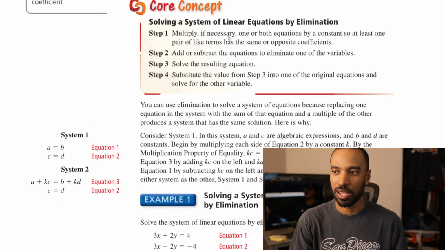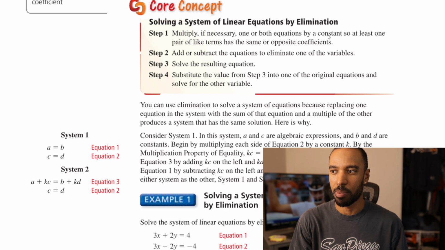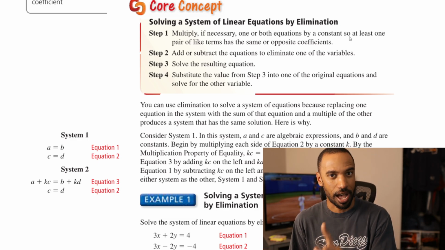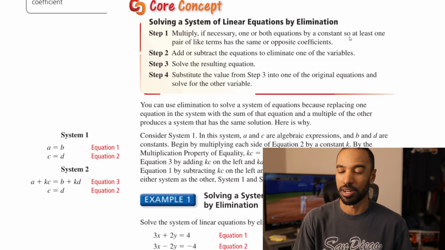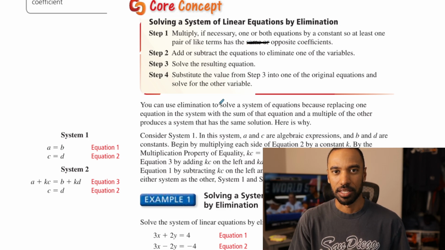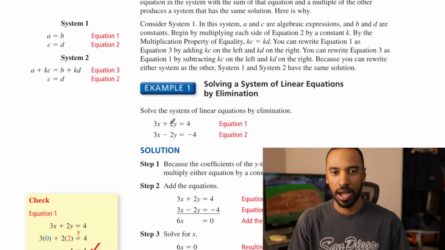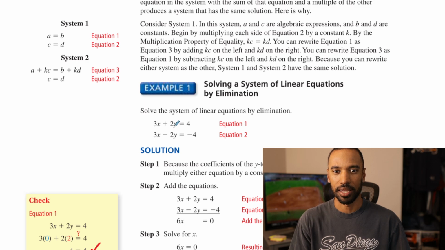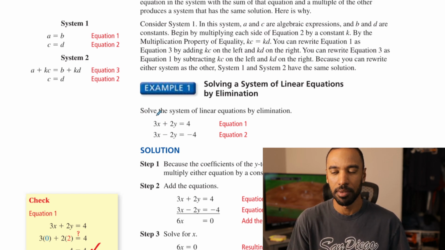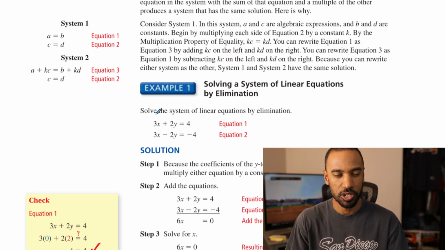So here's what we're going to do. If necessary, we're going to multiply one or both equations by a constant, some number, multiply both sides by 4, or divide. I'll do some division probably, depending on the questions. So at least one pair of like terms has the same or opposite coefficients. I'm going to go ahead and use opposite coefficients only. What I mean by that is if I have a positive 2y, then here I have a negative 2y. Now it's possible to use this 3x, positive 3x, and eliminate them, but then it requires subtraction.